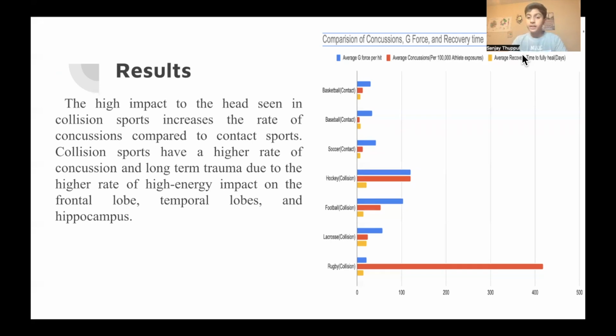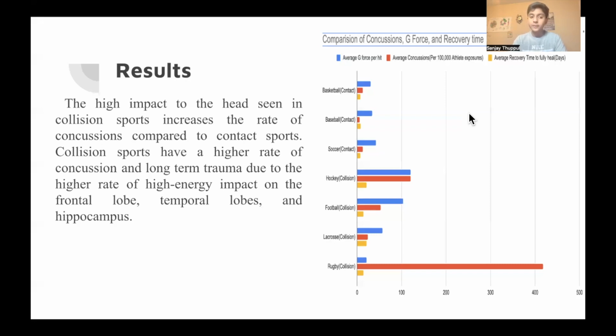Now, earlier we mentioned second impact syndrome. How do these statistics affect that? Well, as you can see, the average recovery time, marked in yellow, for the three contact sports is a lot less in terms of days. Basketball, baseball, and soccer all take 3 to 7 days to fully recover from a regular concussion in those sports. In hockey, football, lacrosse, and rugby, you can see the difference in increased time. And since there is increased time, if they don't get that full recovery, second impact syndrome is much more of a threat to those players.